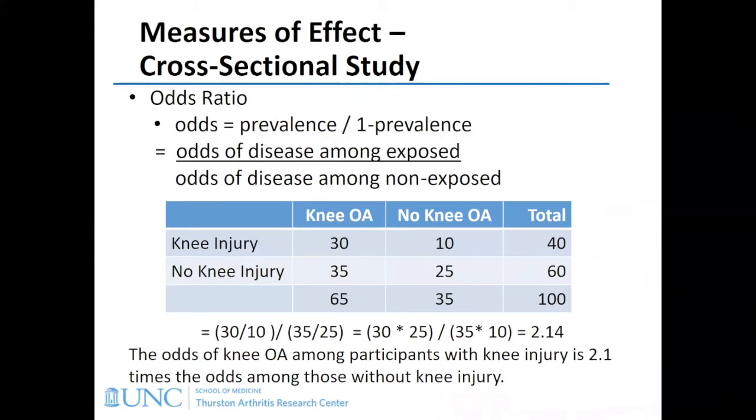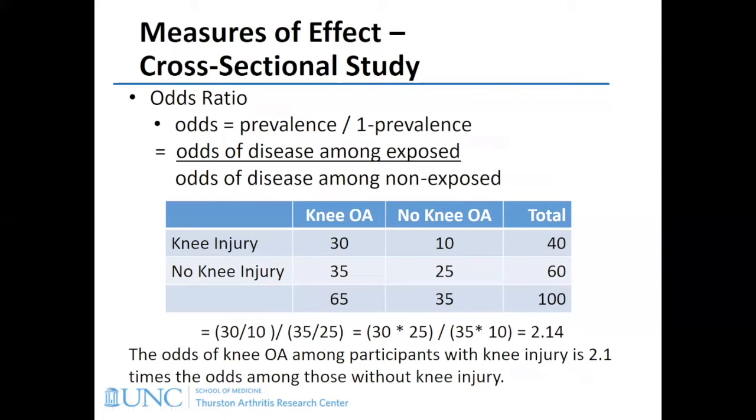injury. And then the odds ratio is calculated in a similar way to how we calculate the prevalence ratio. And actually the odds ratio is driven by prevalence. So odds is calculated as the prevalence divided by 1 minus the prevalence. So here we have the same table again.